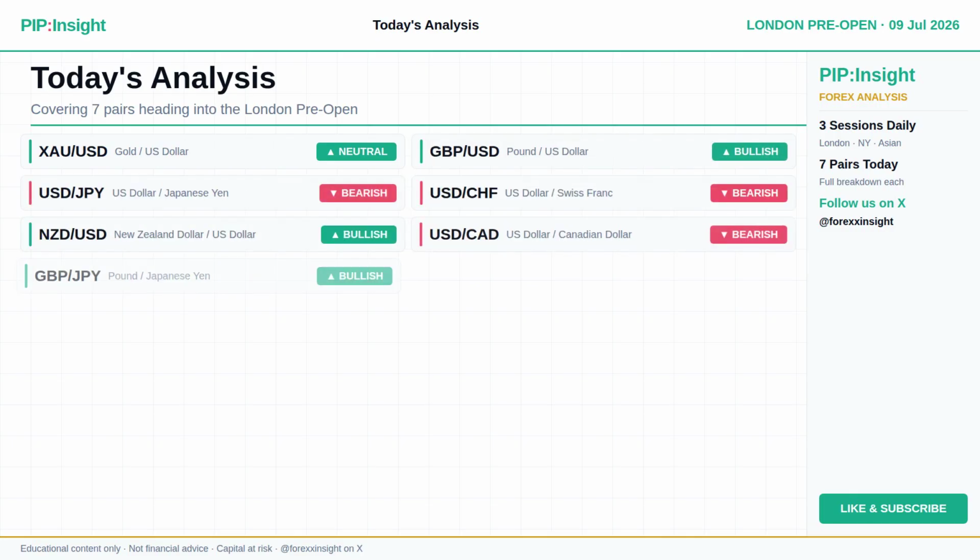Here is today's London pre-open chart analysis. Pairs showing bullish structure: gold dollar, pound dollar, Kiwi dollar, pound yen. Pairs showing bearish structure: dollar yen, dollar Swiss, dollar Canada. Full chart breakdown for each pair coming up now.